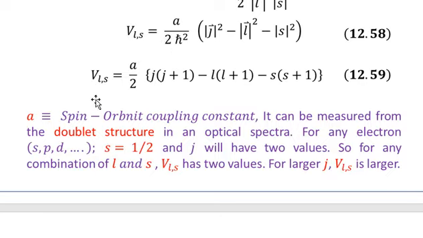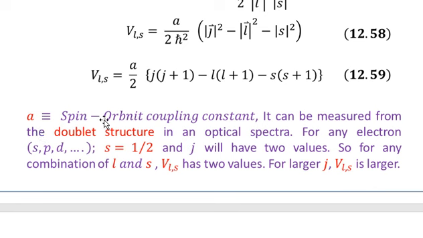So this is V_LS, that is the energy due to the spin orbit interaction. You see that this V_LS is the spin orbit interaction energy, which is equal to A by 2, and within the curly bracket we have J into J plus 1 minus L into L plus 1 minus S into S plus 1. So we have given this energy in terms of the quantum numbers: the total quantum number of the atom, the orbital quantum number, and the spin quantum number.